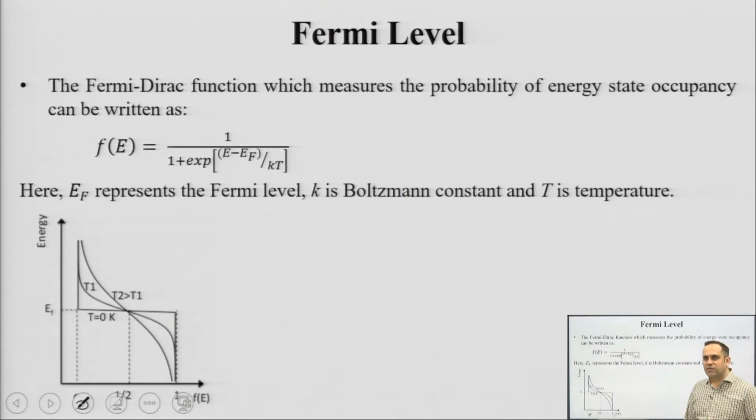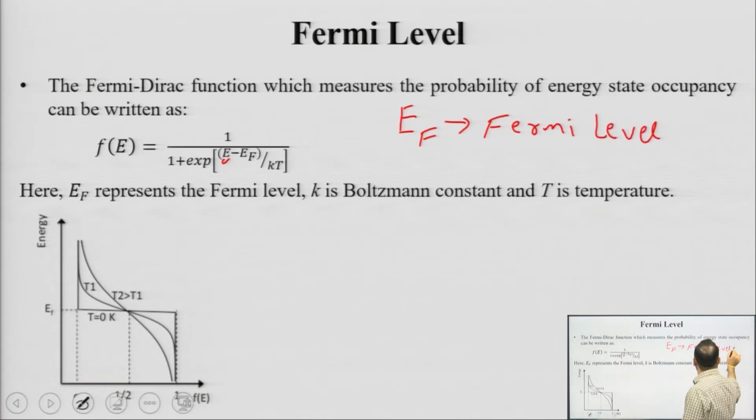So, if I go through the Fermi Dirac function, which is nothing but the probability that an energy state whose energy is E is occupied by an electron. That is given by 1 by 1 plus exponential of E minus EF by kT. K is the Boltzmann constant, T is temperature, E is the energy at which you are measuring the probability, and EF here represents the Fermi level or Fermi energy level. Both the words are acceptable, either you call it the Fermi energy level or simply the Fermi level.